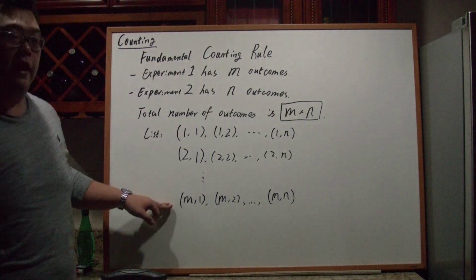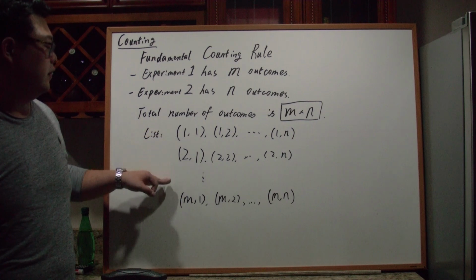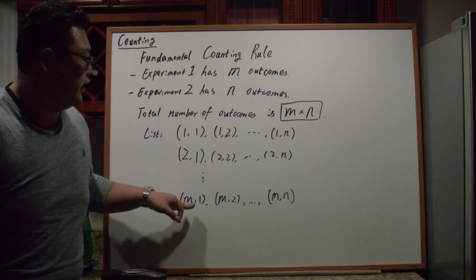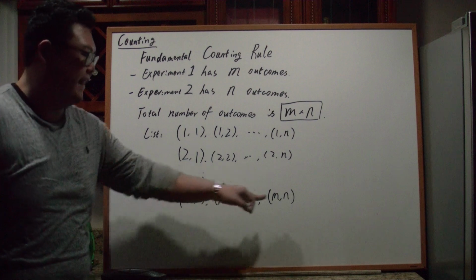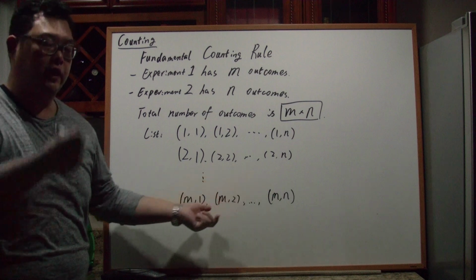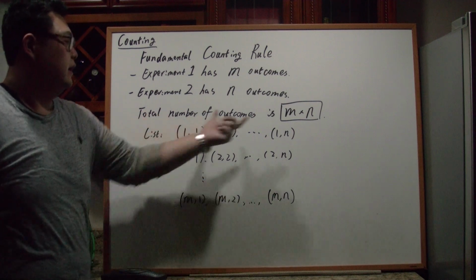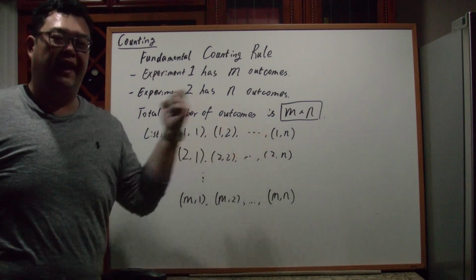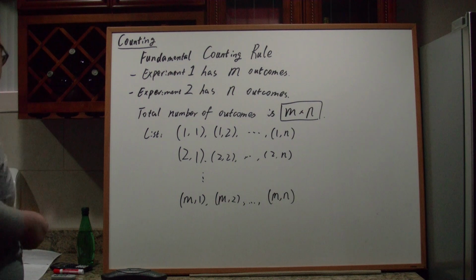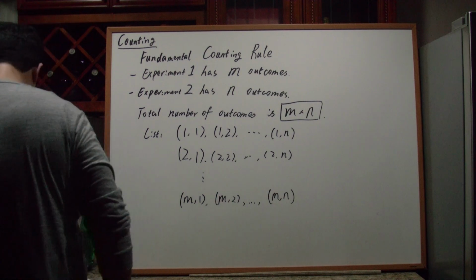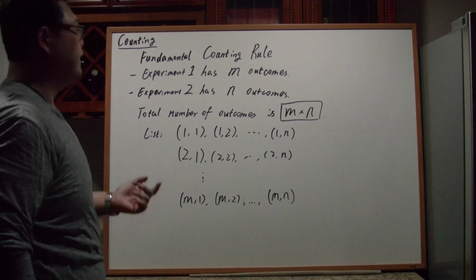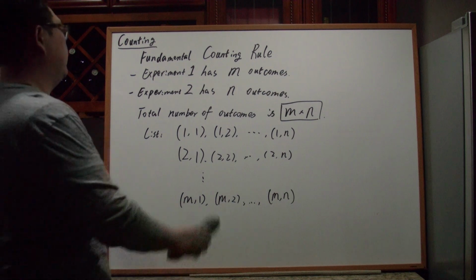That we're going to have is m different rows: 1, 2, 3, 4, all the way to the mth outcome of the first experiment. Then each row will have n different outcomes as the second experiment's result varies. Then in total there is m times n. Right? That is how the outcomes are listed. Well, that is the most fundamental case, and we're going to see an example.